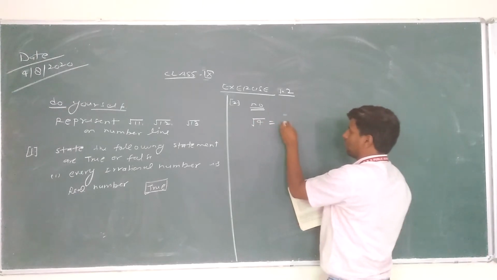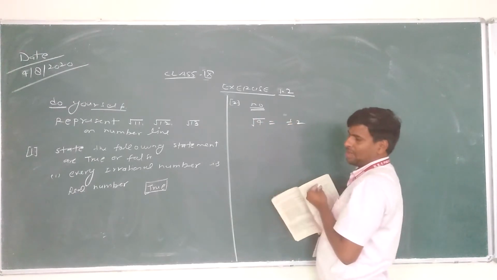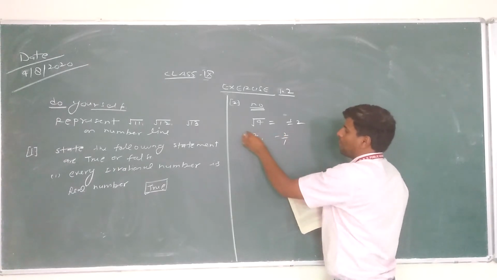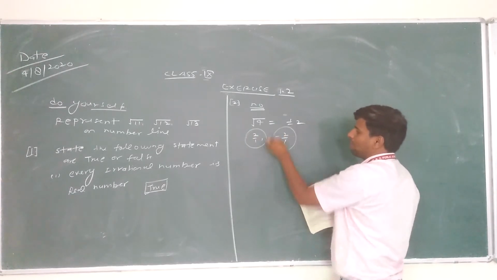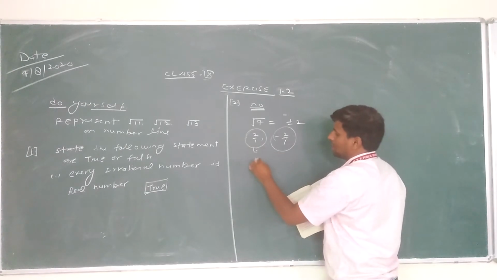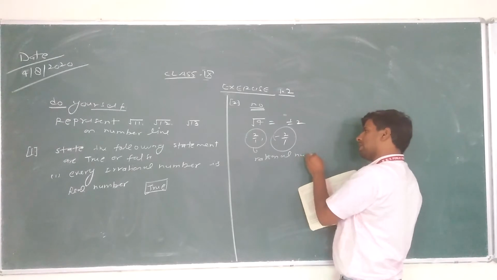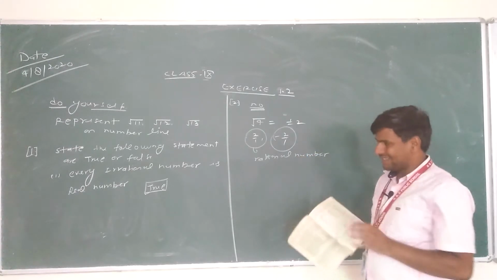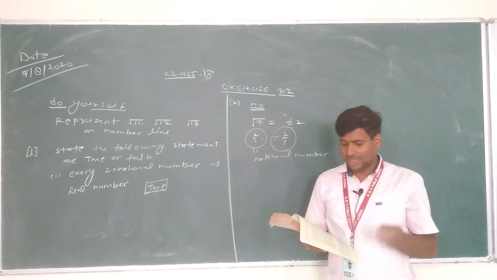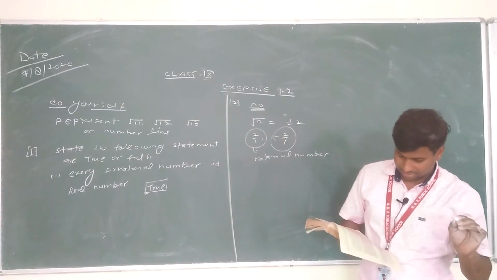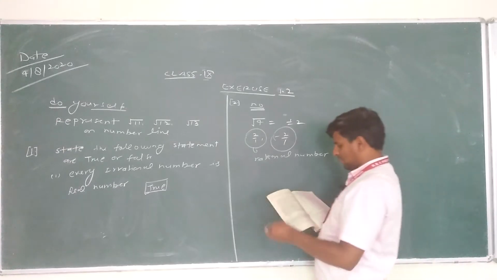The root of 4 comes out as plus minus 2, that is 2/1 and minus 2/1. Both are of the form p by q. So both numbers are rational. So you can say that the square root of a positive integer is not necessarily irrational. That's clear. Question number 3.